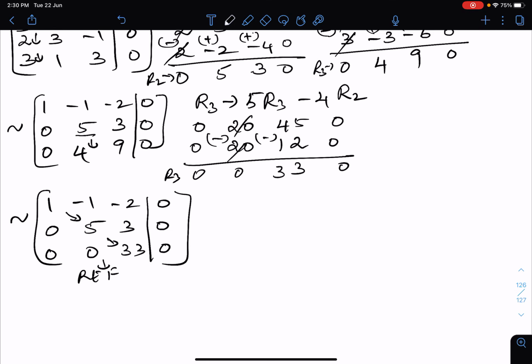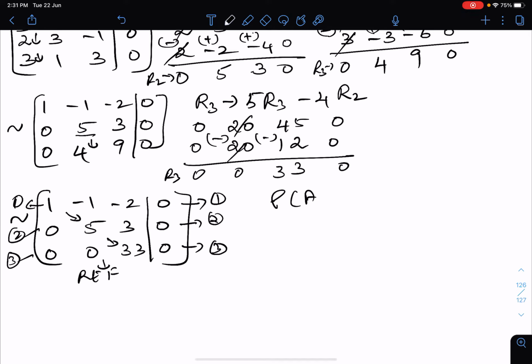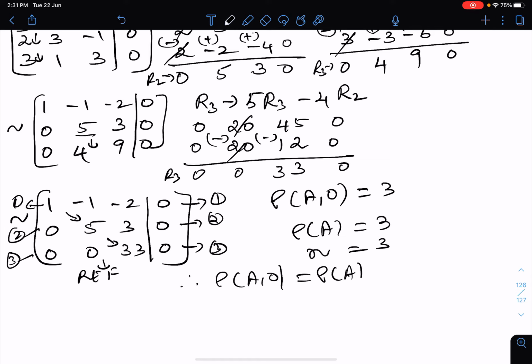Now we calculate the number of non-zero rows. First row, second row and third row, and in the 3 by 3 matrix A also first row, second row and third row. Therefore the rank of the augmented matrix [A, O] is 3. The rank of A, 3 by 3, is also 3, and n is also 3. Therefore rank of [A, O] equals rank of A equals n equals 3. Therefore we get the trivial solution.